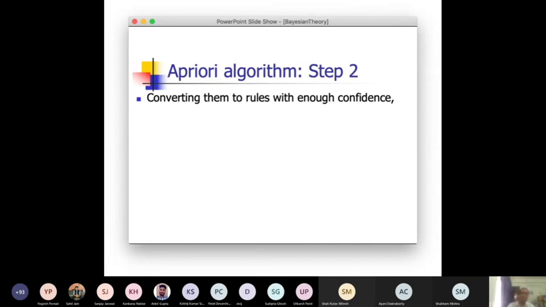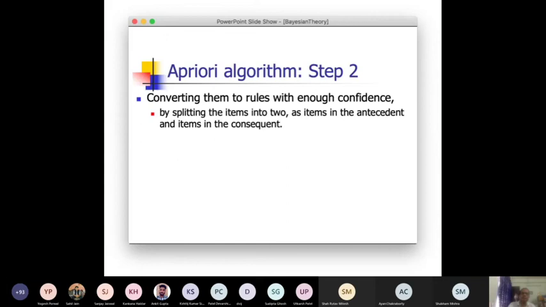Now, as I was mentioning, this is the second step, where you will be searching for the strength of these implications or evidences. So that is confidence, right? That is the term we have used. So we can convert them into rules, and then you compute its confidence. We can do this by splitting the items.